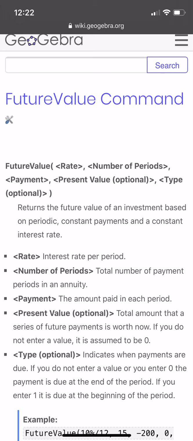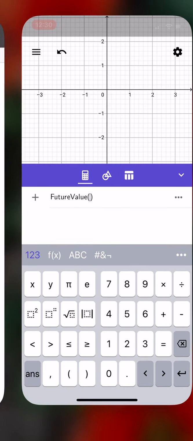For payment, there is no payment in our problem that we have right now. We deposited $3,500 at the beginning, and so that's considered present value. So for payment, we're going to put in 0. Present value, we're going to put in a negative $3,500, just like we would in our TVM solver in our calculator. And the type, you can either put in a 0 or 1. For 0, that means our payment's happening at the end of the period, and 1 means it's happening at the beginning. None of our problems are going to have the beginning of the period as our payment. So we're always going to put a 0 at the very end for future value. So let's go put all this stuff into our problem.